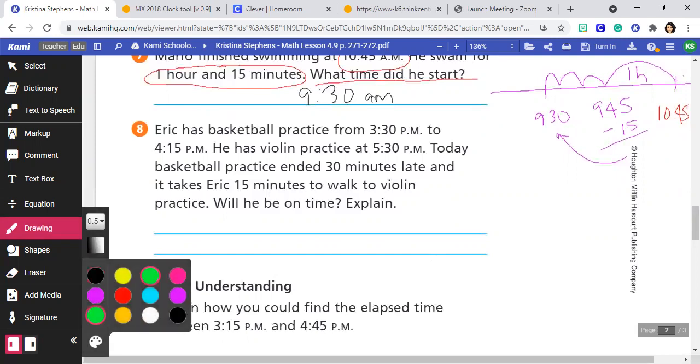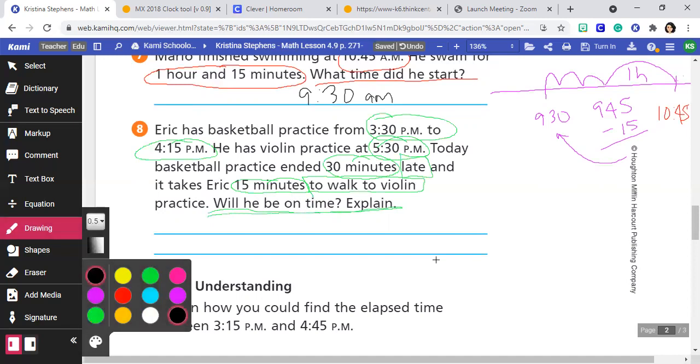Well, let's go in and let's annotate our problem. Let's circle the important math numbers. So we've got 3:30 p.m. to 4:15 p.m. He has violin practice at 5:30. But basketball practice ended 30 minutes late. And I'm going to box in late because that's giving me some information. And it takes Eric 15 minutes to walk to violin. Is he going to be on time? Explain.